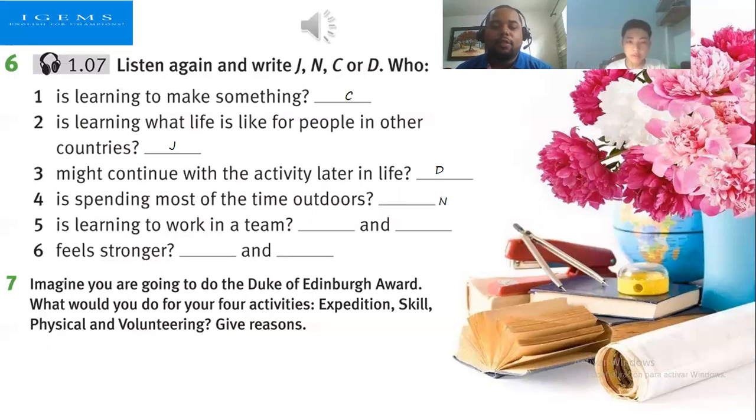Number 5. Number 5 is J and C. Jasmine. All right. And Caitlin. Right? Okay. So number 6, feels stronger. N and D. Okay, Nathan, that's right. And Dominic. All right. So let's continue.